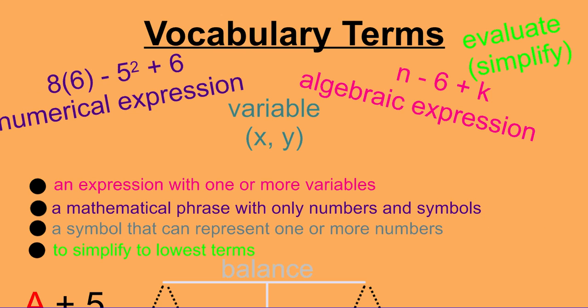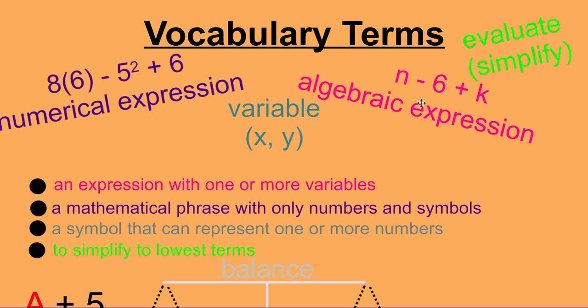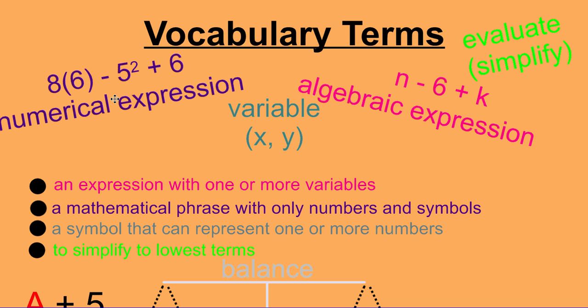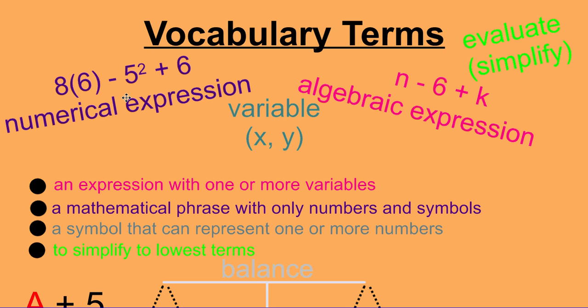Let's move on. First, we need to take a look at some vocabulary terms. Here we can see algebraic expression, and there's an example above, n minus 6 plus k. An expression with one or more variables. That's called an algebraic expression. Okay, next we have a numerical expression. You've probably solved a few of these while working on order of operations. This is a mathematical phrase with only numbers and symbols.